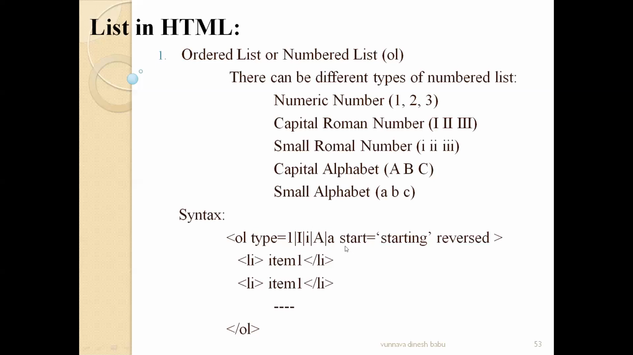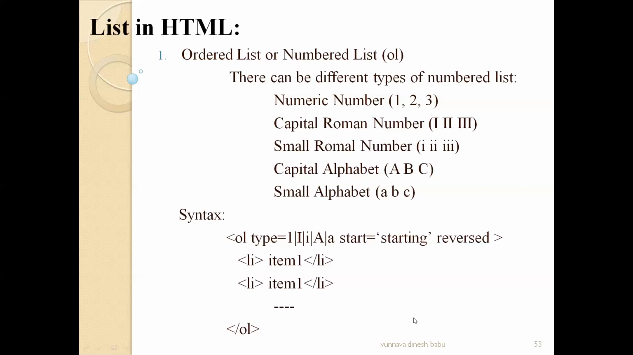There is one more attribute called the start attribute. For the start attribute, we can provide a starting value or reverse. I will explain this one while seeing the programs regarding this ordered list. And then under the ordered list, we have to provide the list of elements. Those elements should be assigned with the li tag. So we have to provide the name of the element between the start and end tags of li. Right? So this is the syntax regarding ordered list.